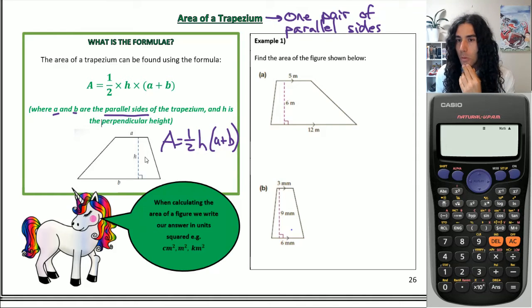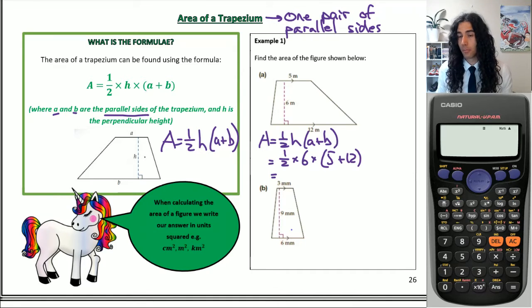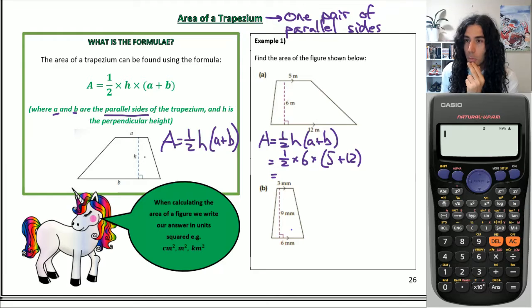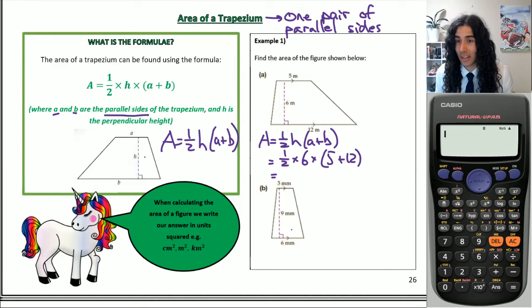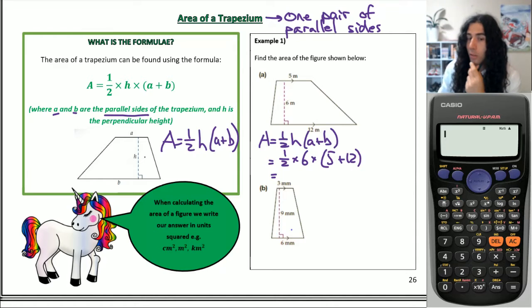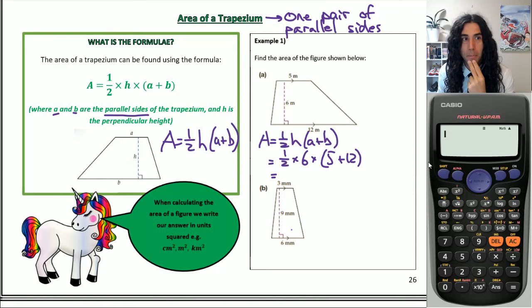So let's go. Area equals, first things first, write the formula. Step 2, substitute. And what's the height? It's 6. So I'll write half times 6. And then the A and the B, the parallel sides, the 5 and the 12. Now, if you want to do this manually, 5 plus 12 is 17. Half of 6 is 3. 3 lots of 17, 51. But we're going to use a calculator because we make mistakes.